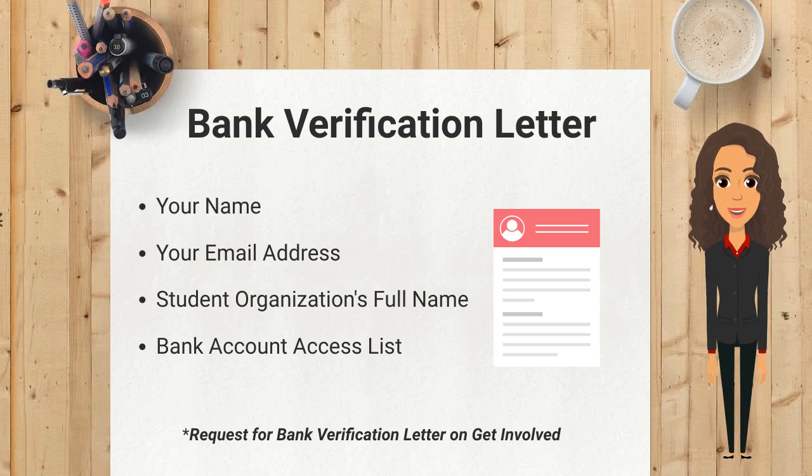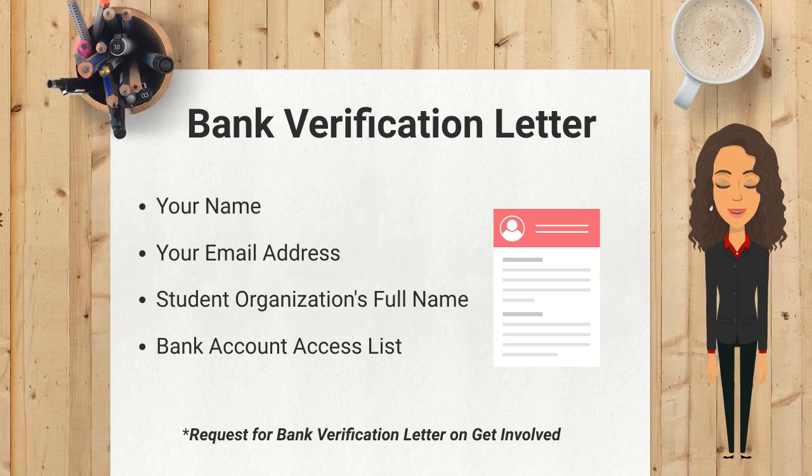Student organization full name: you will need to provide the full legal name of your student organization. This name will also be on your organization's bank account. Bank account access list: you will need to list all students who will be on the bank account for your organization. For example, John Doe, president.